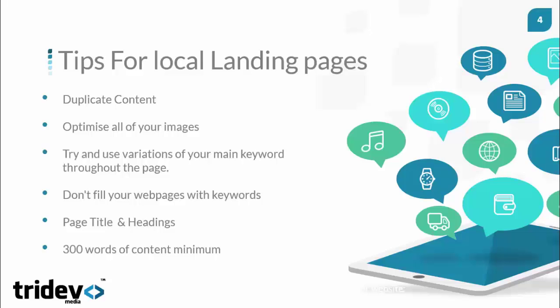Next, try and use variations of your main keyword throughout the page. This will help you come up in other searches, because obviously if people type in chimney repair Plymouth, they also type in Plymouth chimney repairs, chimney repairs in Plymouth, chimney repair Plymouth. Lots of different variations that people can type in. If you're covering these on your web page, not only are you backing up your main keyword, but you're also more likely to come up in lots of different keywords for the same web page.